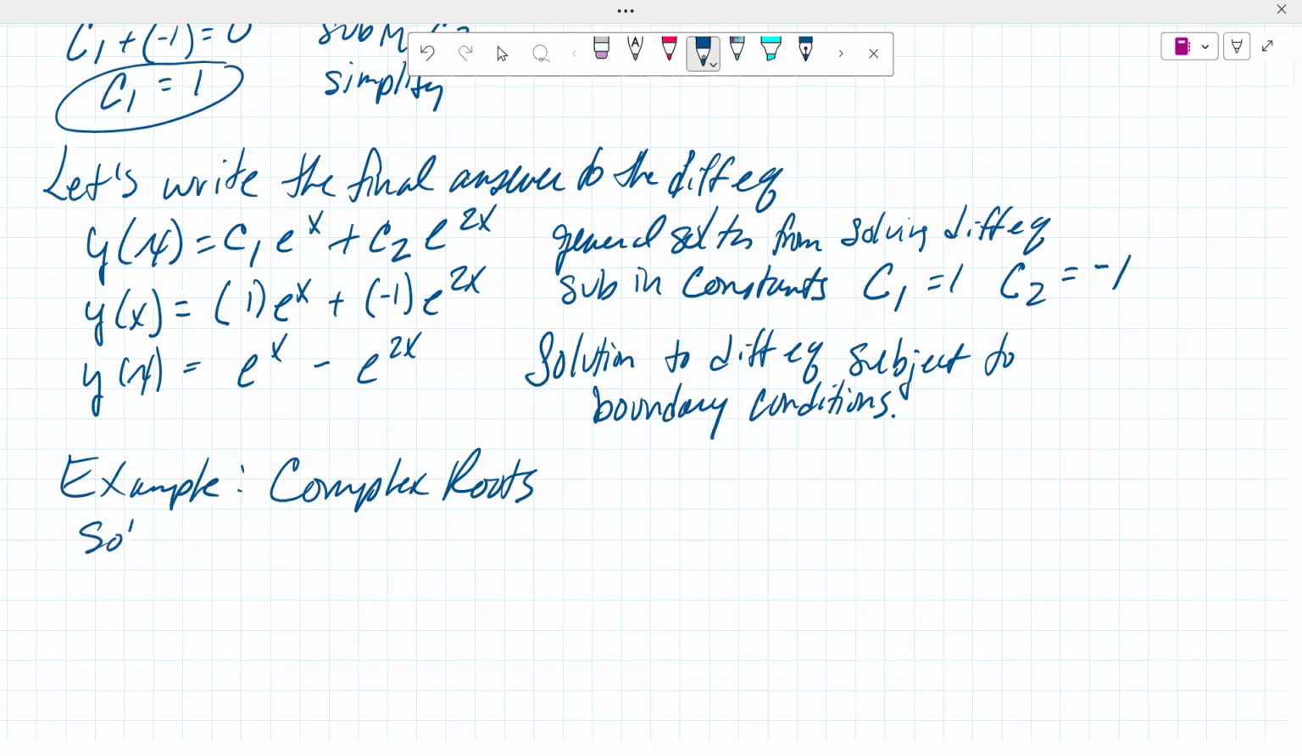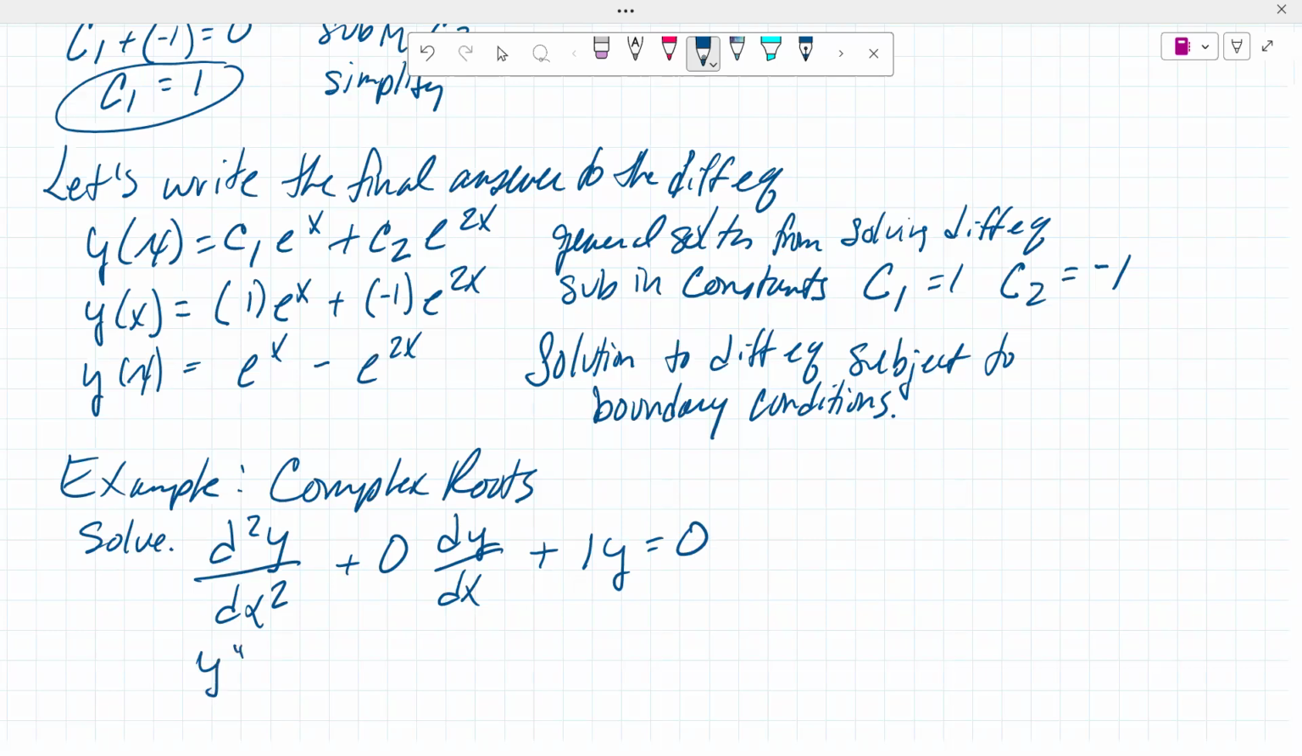The directions are going to say solve, right? Okay, d squared y over dx squared. So we have a new problem now. Plus 0 dy dx. Now this term may not always be given as a 0. It's 1y equals 0. I'm going to write it all out for you. Y double prime. So I'm going to write it with Newton's notation. 0y prime plus 1y equals 0. Right, so that's Leibniz. Okay, this is given in Newton notation.